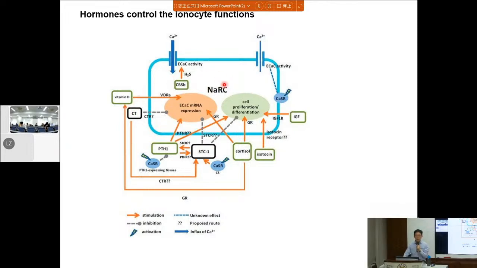So by regulating the proliferation of the stem cell or differentiation of the ionocyte, they can control the cell number of the ionocyte. Or they can regulate the gene expression of the transporter. Then they can also decrease or increase the activity or expression of the transporter, and thereby achieve the function of ion regulation.